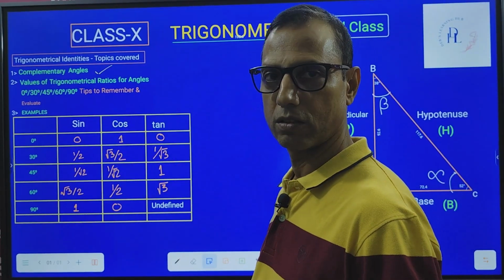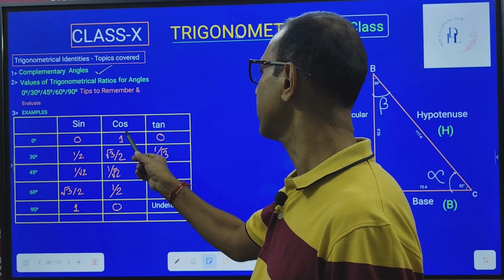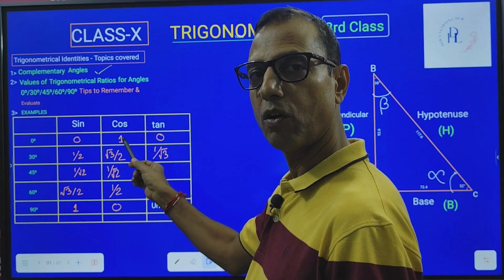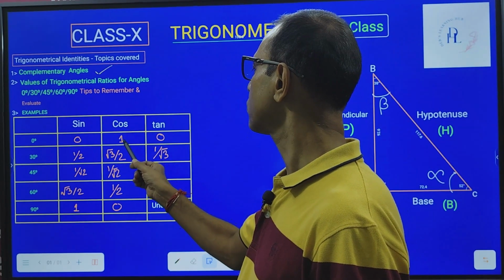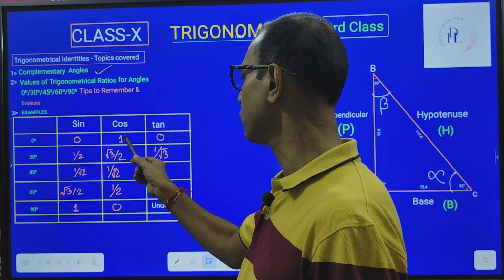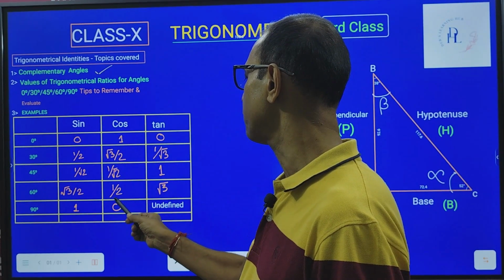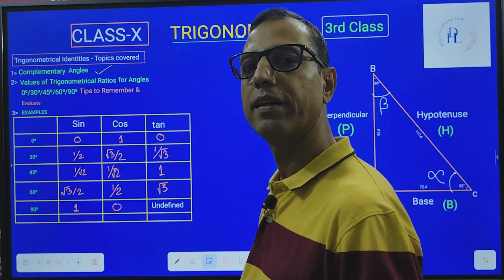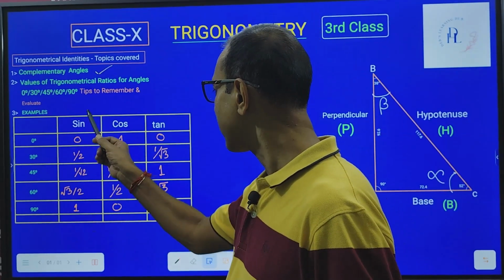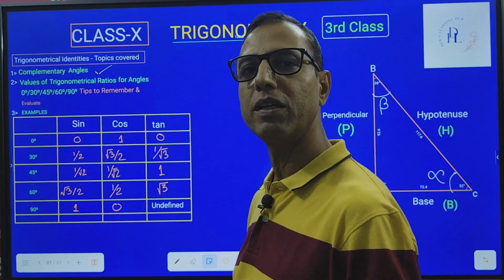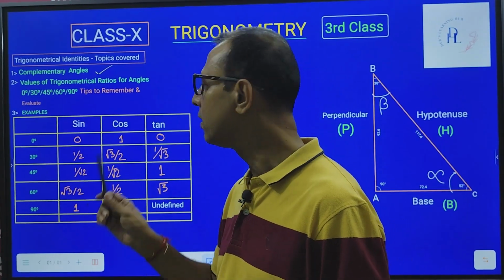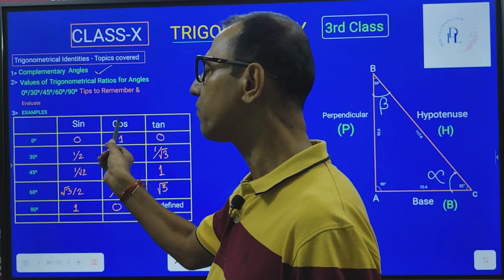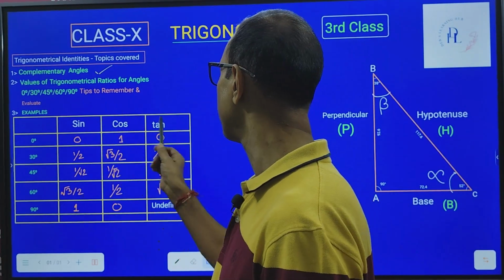But cos is just the reverse. Cos value is decreasing with the increment of angle. Cos 0 is 1, the highest value of cos theta, right? Cos is 1 for 0 degree, whereas it is decreasing, and finally for cos 90 degree the value is 0. So with the increment of angle, cos value is decreasing gradually. And regarding the relation between sine and cos with respect to these values, if you remember sine itself or cos, any one of these, then you can remember the entire table.